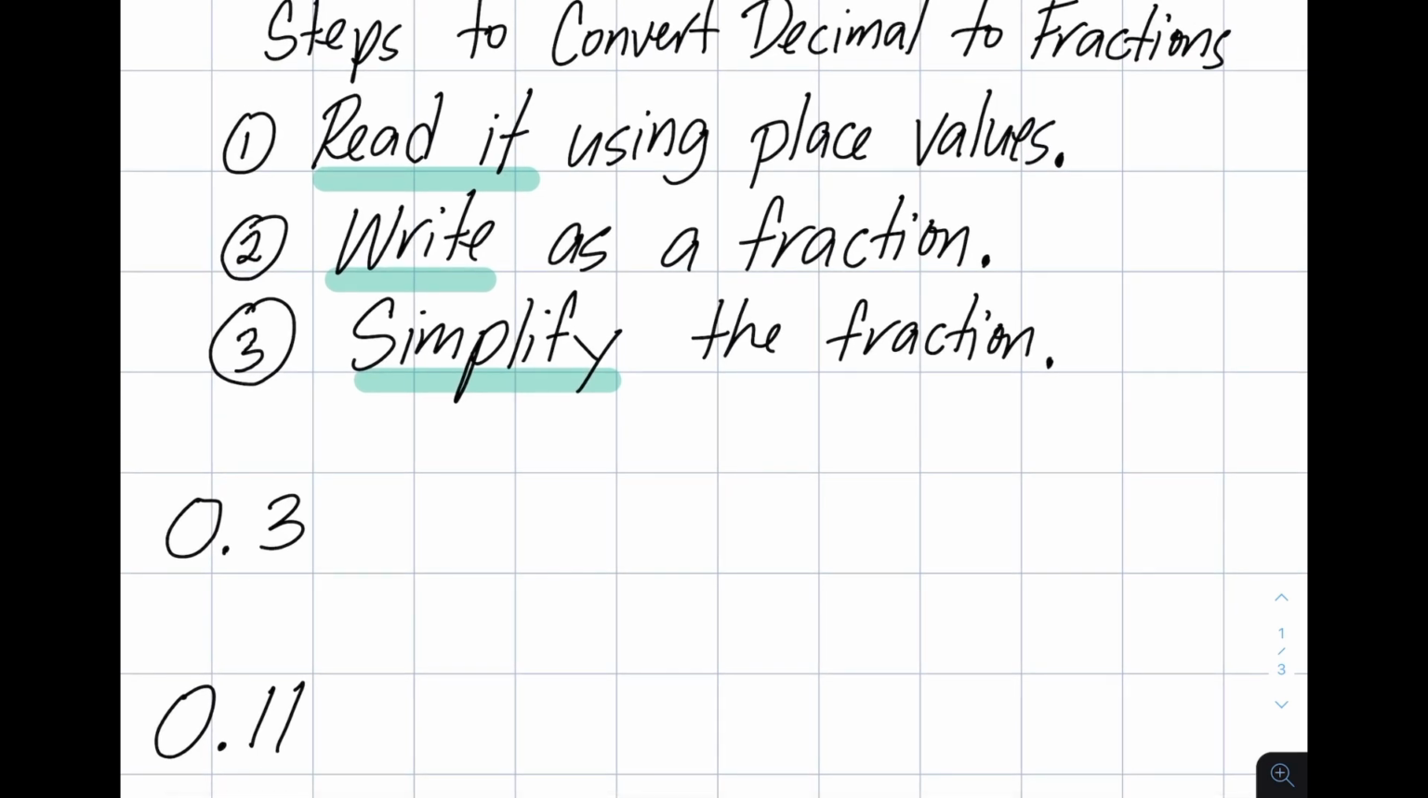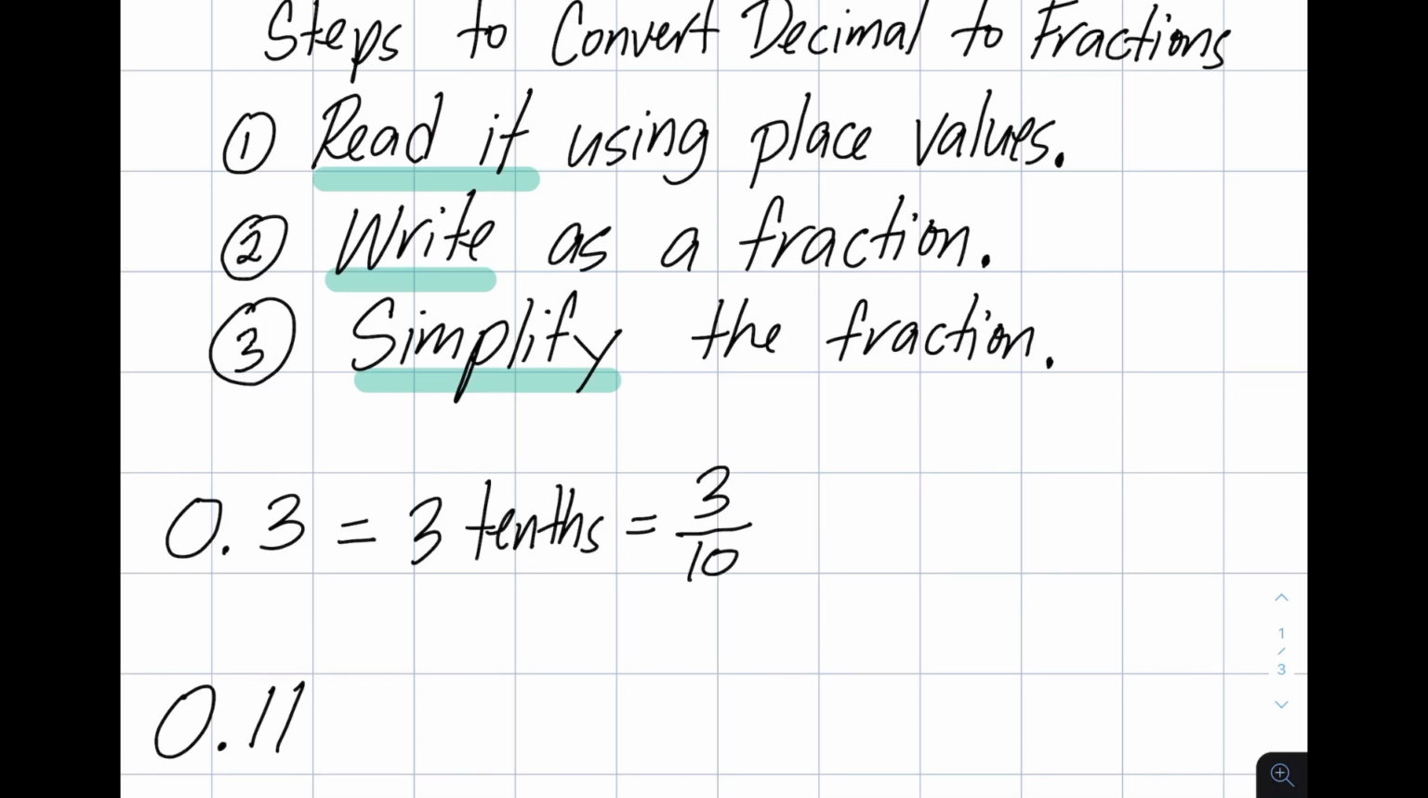Here, in the first two decimals, these are actually really easy to write as a fraction in simplest form. First one, 0.3. The first step, read it using place values. So that will be 3/10. Next step, write as a fraction. So 3/10. The way it sounds, that's 3/10.